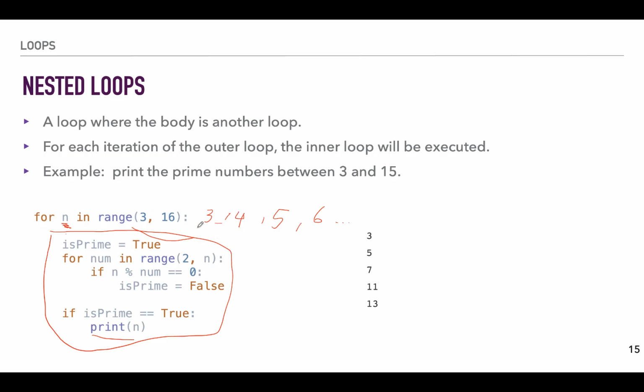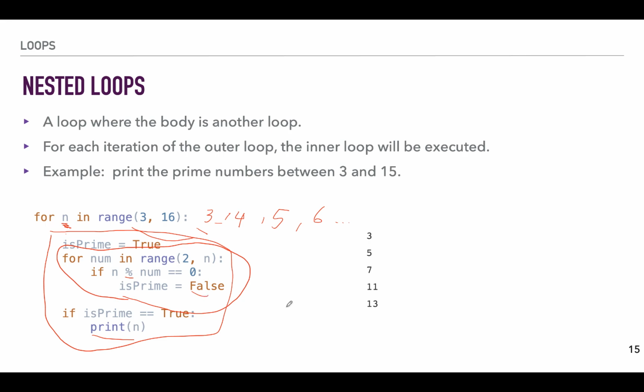So each time we inspect a number, we assume that it's a prime until something inside the inner loop tells us no, this number can be divided by something else, so it's no longer a prime. So this is the function of the inner loop. The inner loop is going to iterate from 2 until the number, and using the modulus, we will know whether it can be divided by another number. So if the modulus is 0, then this cannot be a prime number, and we set is prime to false.